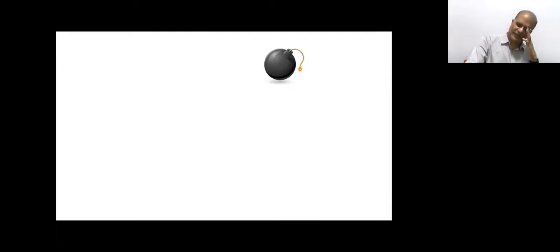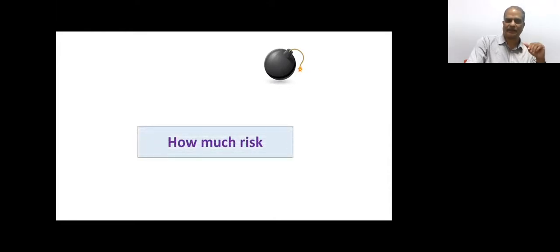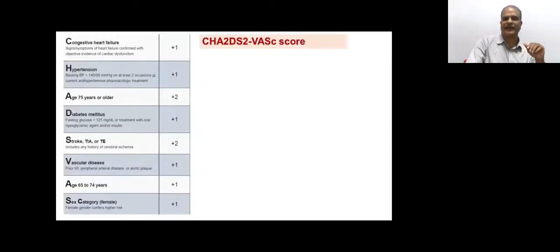So whenever you see a patient with AF, with or without stroke, you have to assess how much is the risk of stroke in that particular patient. For this, we have the CHA2DS2-VASc score. This is what you should use. Earlier, we had the CHADS score. Now it is modified, and this is the score, CHA2DS2-VASc. So you have to look at the score in a bit of detail.